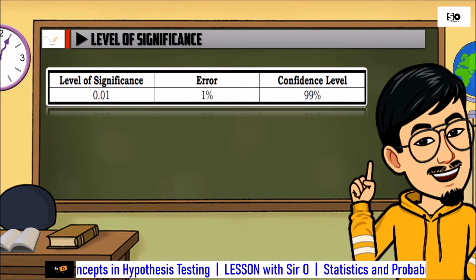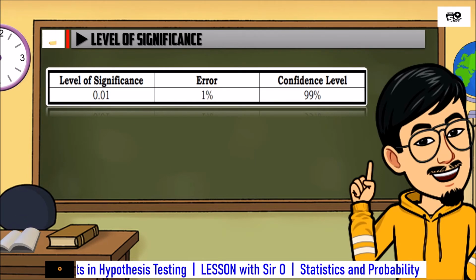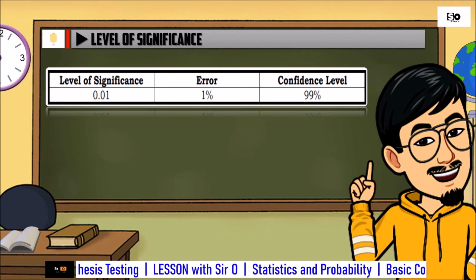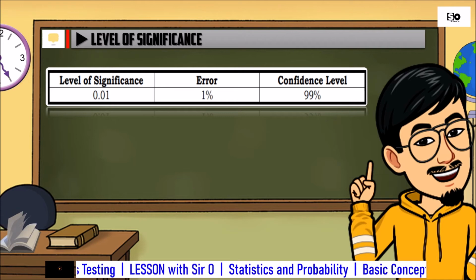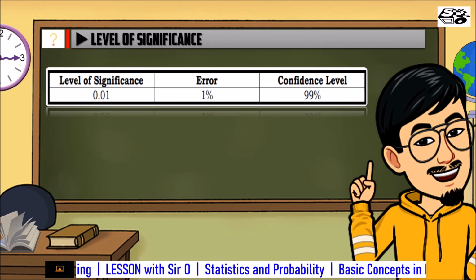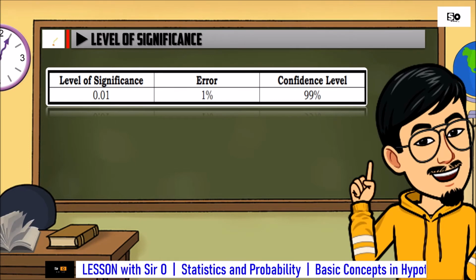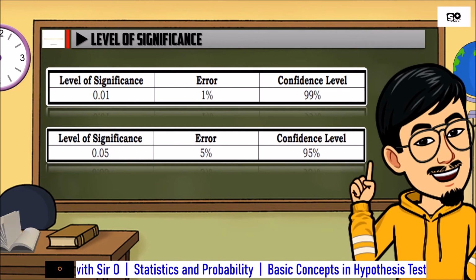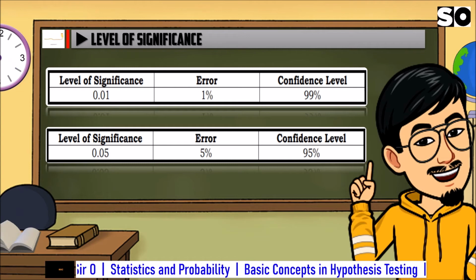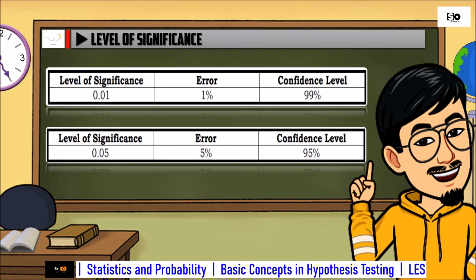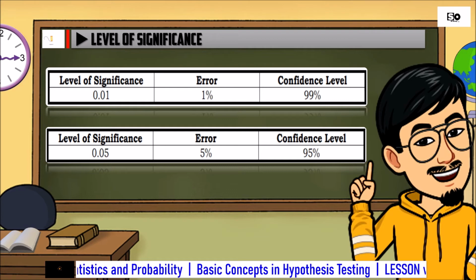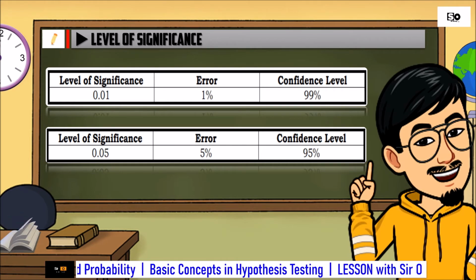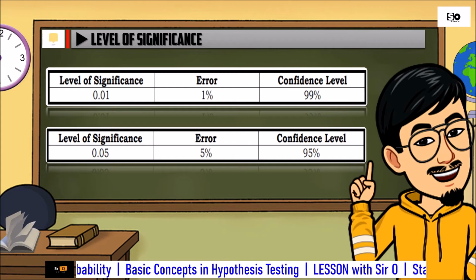A 0.01 level of significance means that the researcher is willing to take 1% error in deciding. It also implies that the researcher is 99% confident to make a right decision. Likewise, a 0.05 level of significance means that the researcher is willing to take 5% error in deciding. It also implies that the researcher is 95% confident to make a right decision.